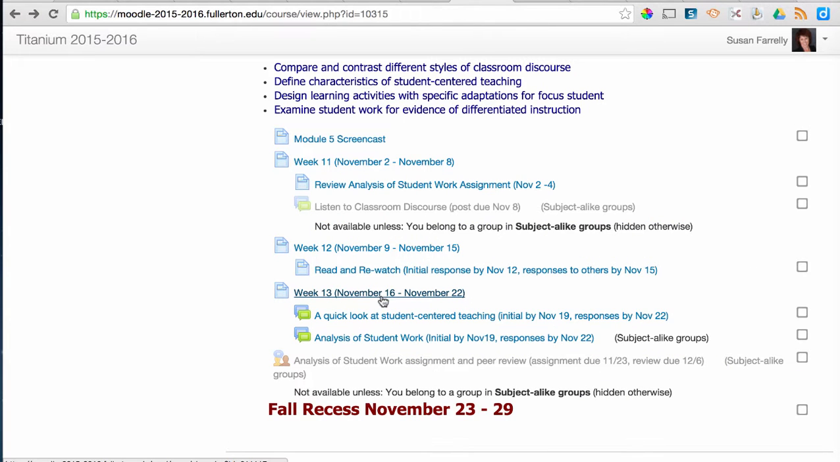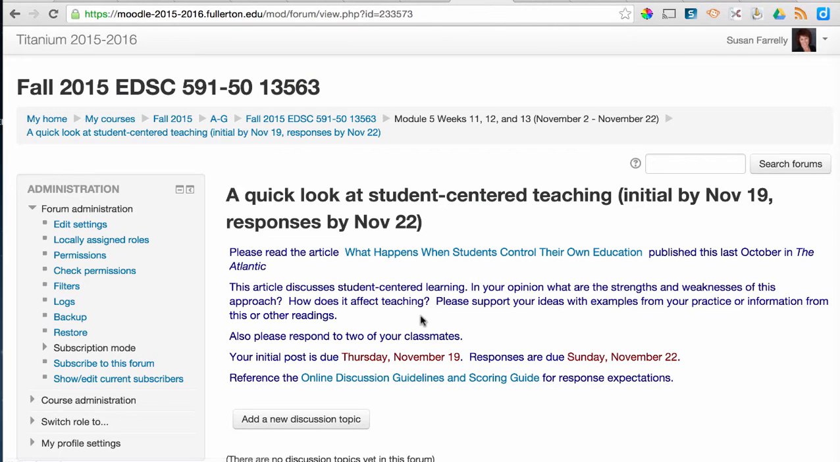In week 13, we take a quick look at student-centered teaching, and we do so by looking at an article published in The Atlantic about a year ago. As the article discusses student-centered learning, what, in your opinion, are the strengths and weaknesses of this approach? How does it affect teaching? And try to support your opinion with examples from your own practice and/or information from this or other readings in the course. Initial post by that Thursday, responses by that Sunday.